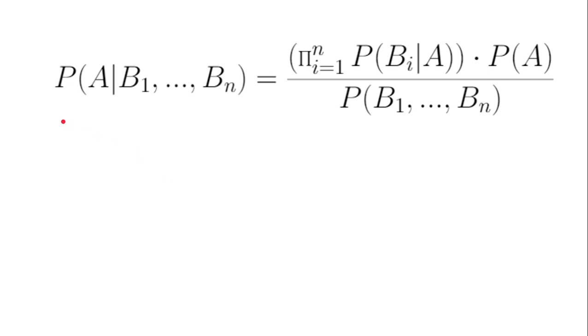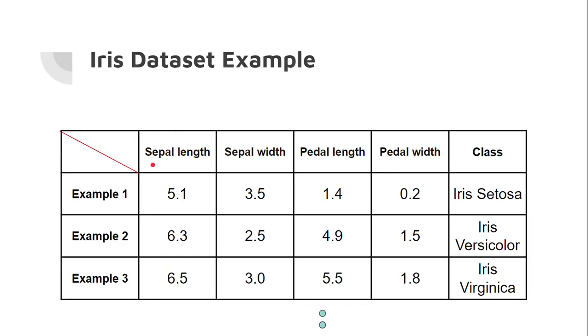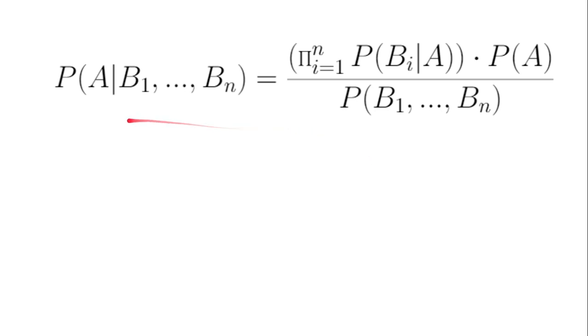So let's look at the left-hand side. We have the probability of A given these different events, B1 to Bn. Now what this B1 to Bn is, is just the different attributes occurring. So if we look back here, that's the sepal length, sepal width, petal length, and petal width. Right, so these attributes are given. So what this is saying once again is the probability of some class occurring given these different attributes.